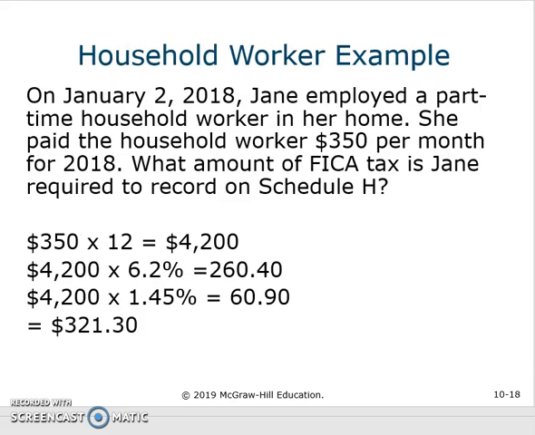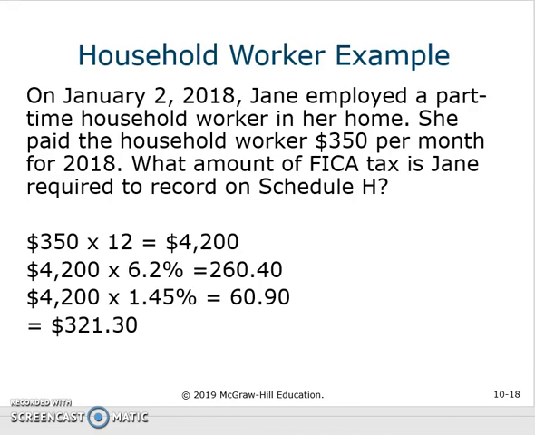So let's take a look at an example. On January 2nd, 2018, Jane employed a part-time household worker in her home. She paid the household worker $350 per month for 2018. What is the amount of FICA tax that Jane is required to record on Schedule H?